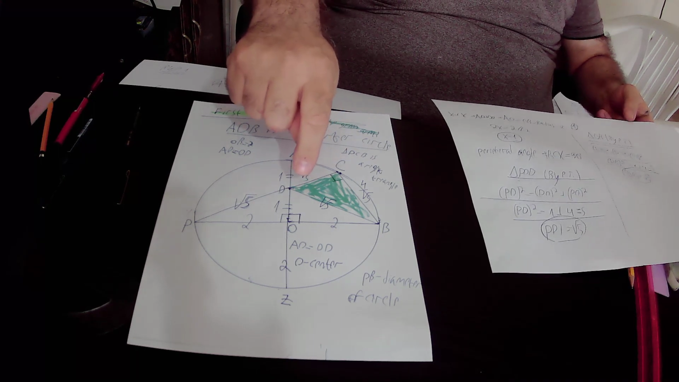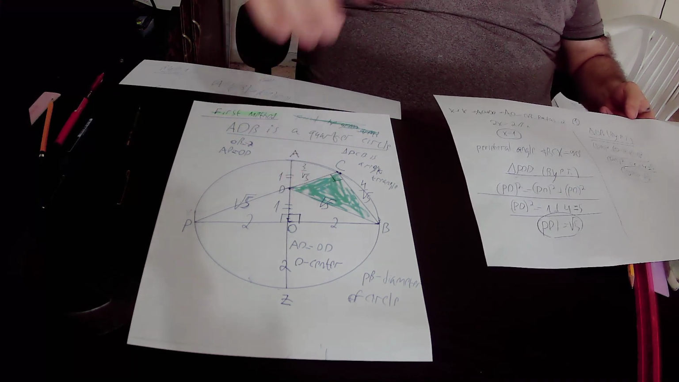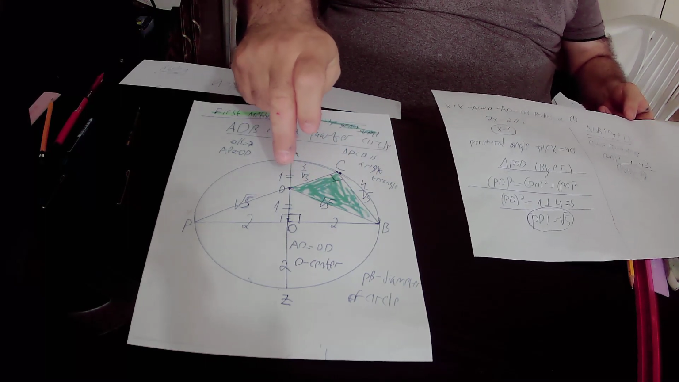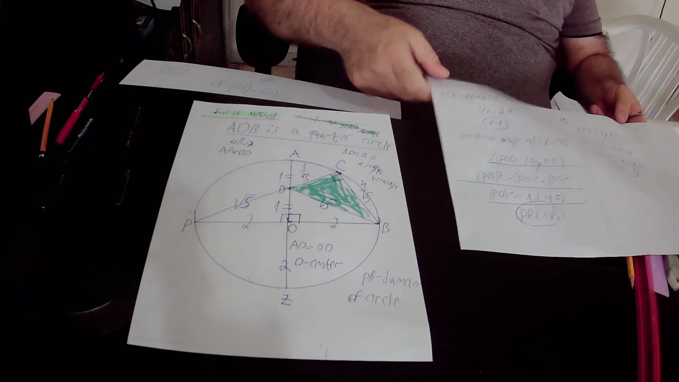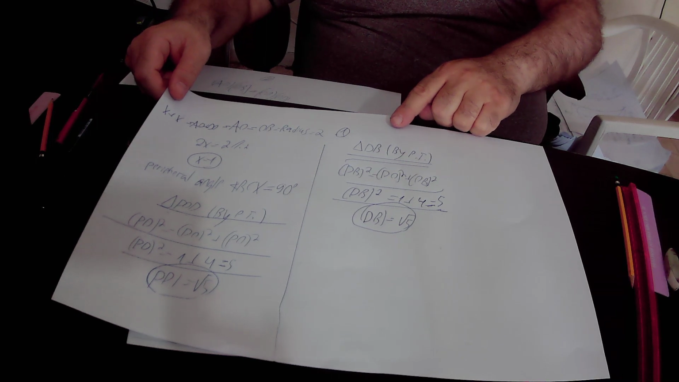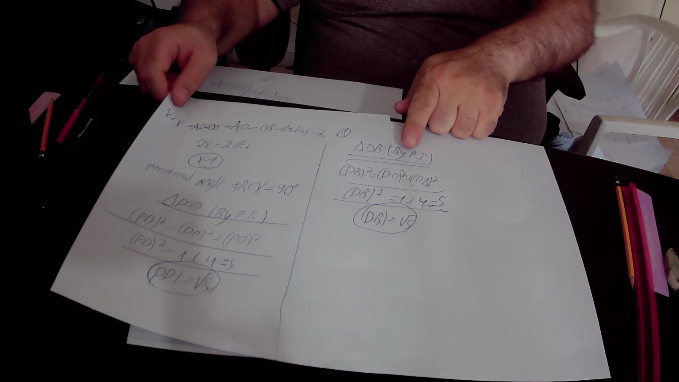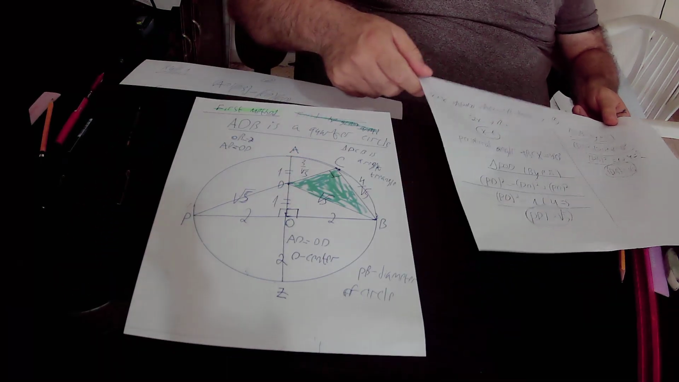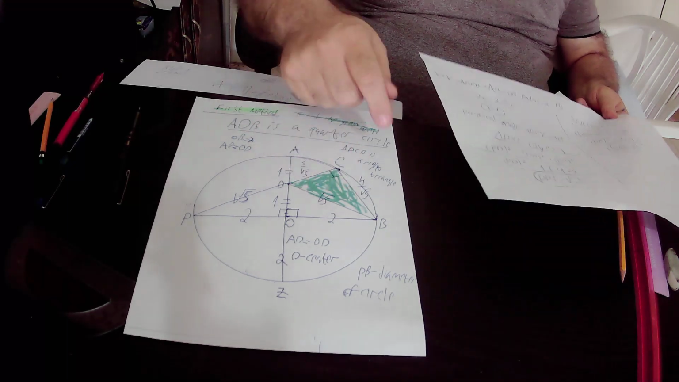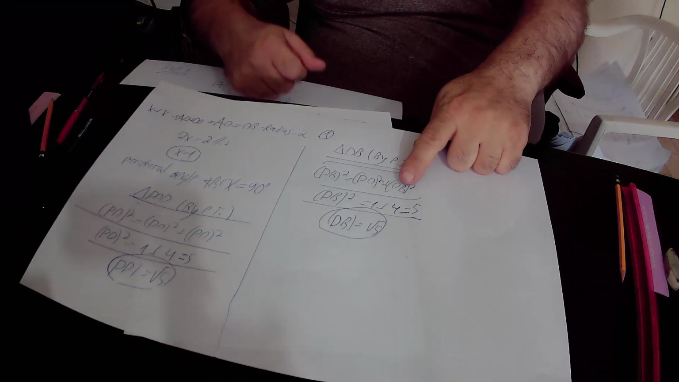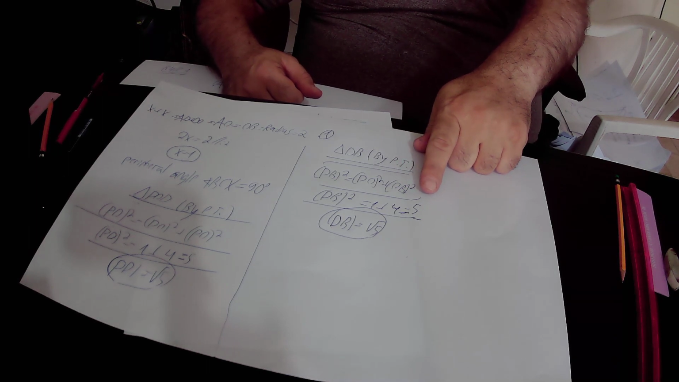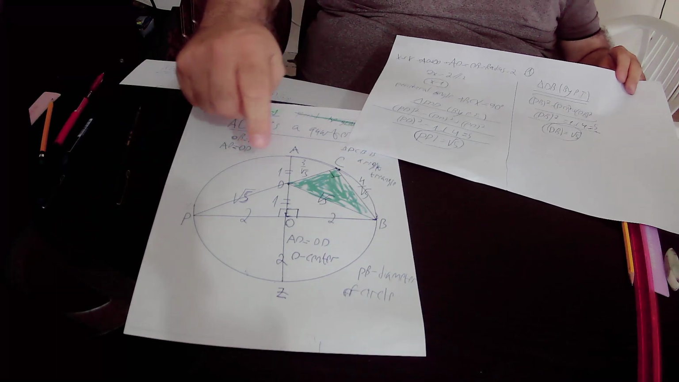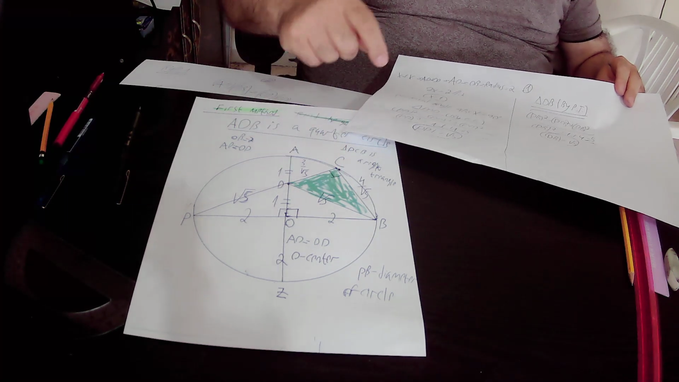We repeated the same process on the right triangle DOB. In the right triangle DOB, the square of the hypotenuse equals the sum of the squares of the perpendiculars, that is DB square equals DO square plus OB square. DO is 1, so DO square is 1, plus OB square, OB is 2, so OB square is 4. So DB square equals 1 plus 4, that is 5, and DB equals the square root of 5 units. The hypotenuse DB equals the square root of 5 units.